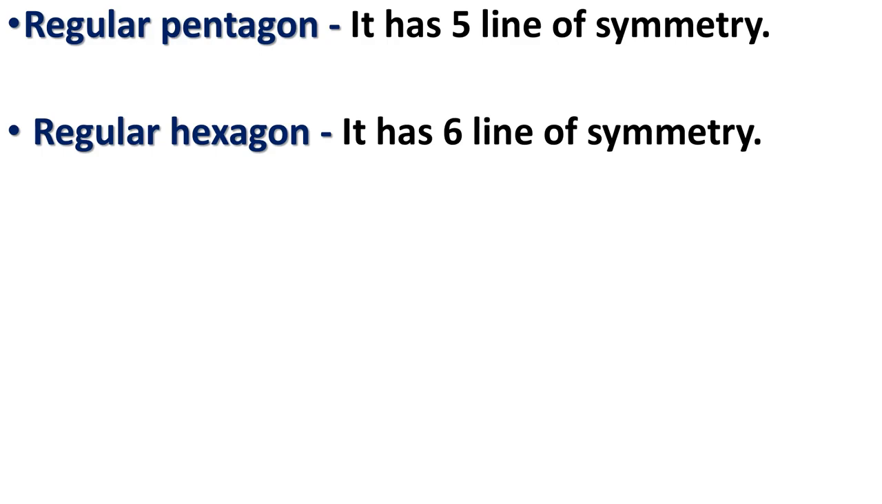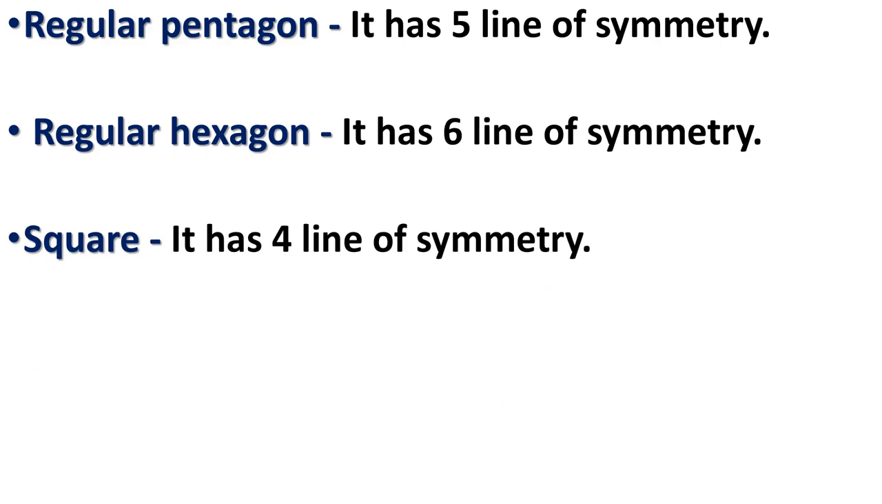Next is square. Square has four lines of symmetry. Square, you know that in square all the four sides are equal. So square has one vertical line of symmetry, one horizontal and two diagonal. Rectangle does not have diagonal line of symmetry, but square has. Square has two diagonal lines of symmetry.